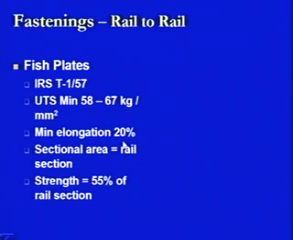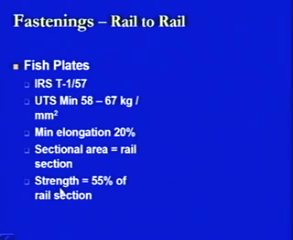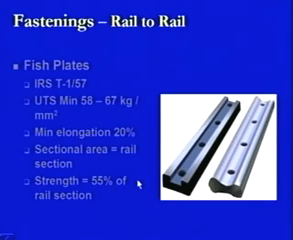The sectional area of the fish plates should be equal to the sectional area of the rail section. In the case of the rail section, the overall sectional area will be the composition of the rail head, web and the foot. So, on the basis of that total sectional area, we have to find out the area of the fish plate and design it accordingly. And in the overall condition, the strength of the fish plates is around 55% of the strength of the rail section. And this is the type of the fish plates which are generally in use.